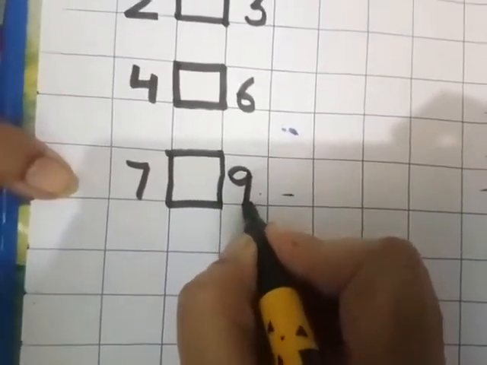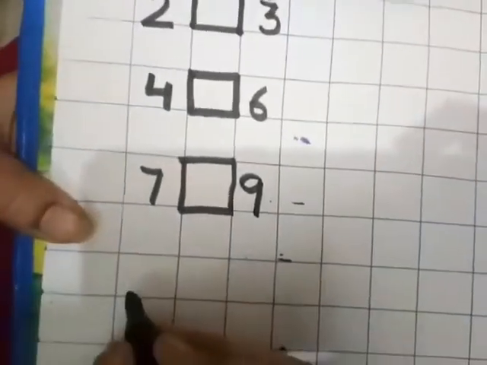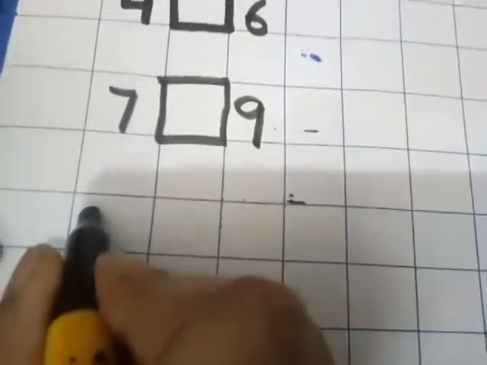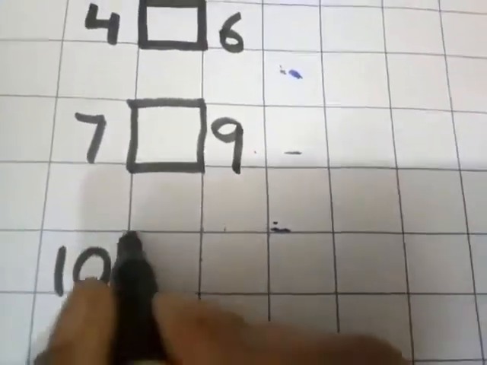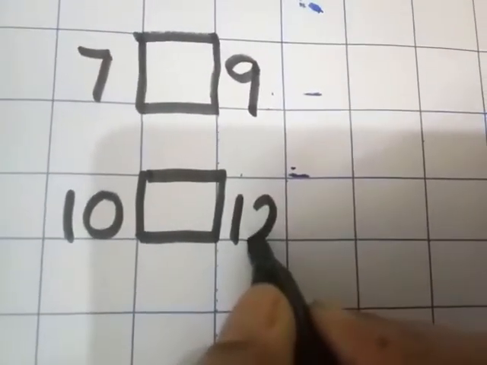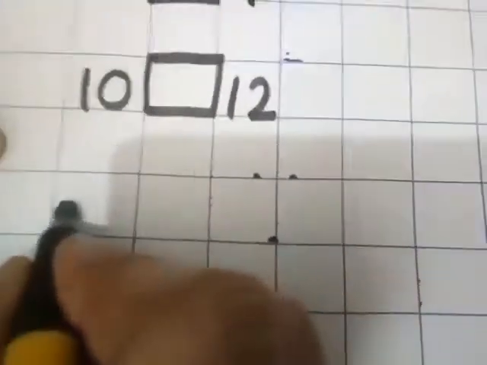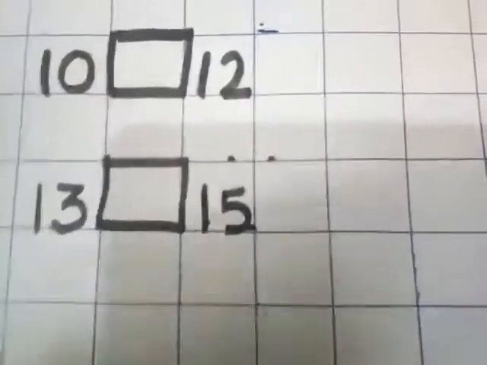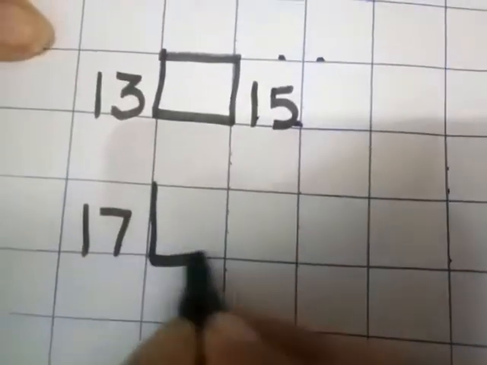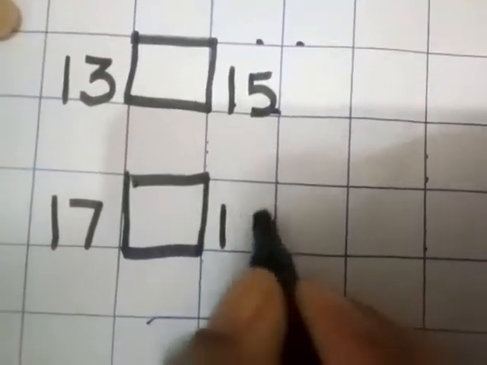We will write here 9. Again, the next number is 10. Draw one box and we will write 12 here. Next number is 13, box, 15. The next number is 17, box, 19.